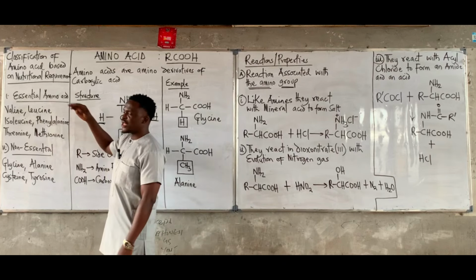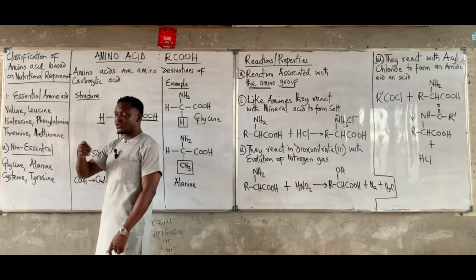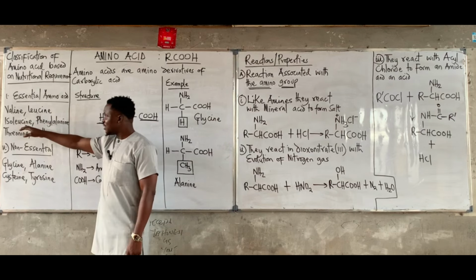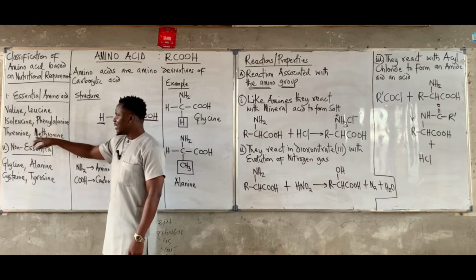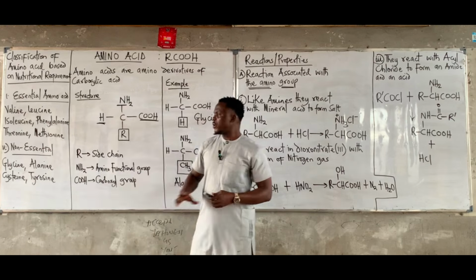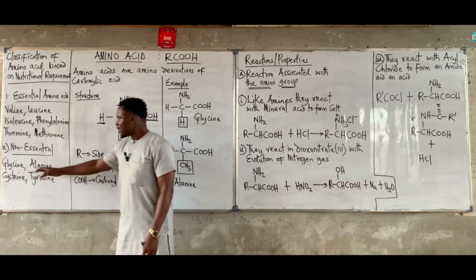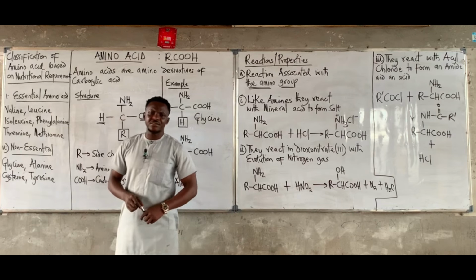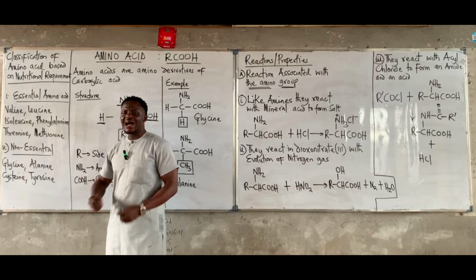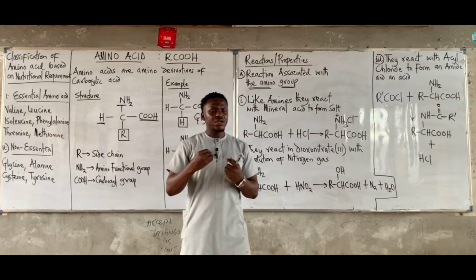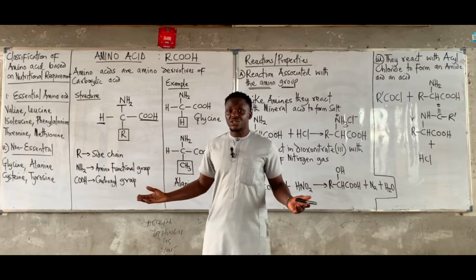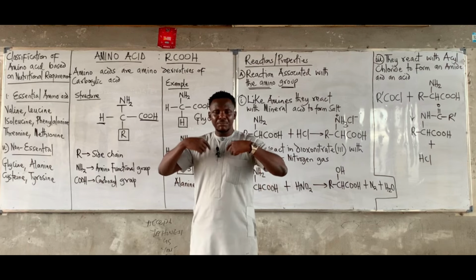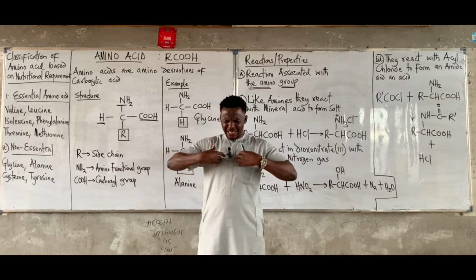An example of essential amino acids, we have lots of them. I'm just going to give a few examples. We have valine, leucine, isoleucine, phenylalanine, threonine, and methionine. We talk about non-essential ones. We have glycine, alanine, cysteine, and tyrosine. These particular ones are synthesized in the body. So if you take them in externally, it's useless. The body does not need it from you because the body can produce it by itself.